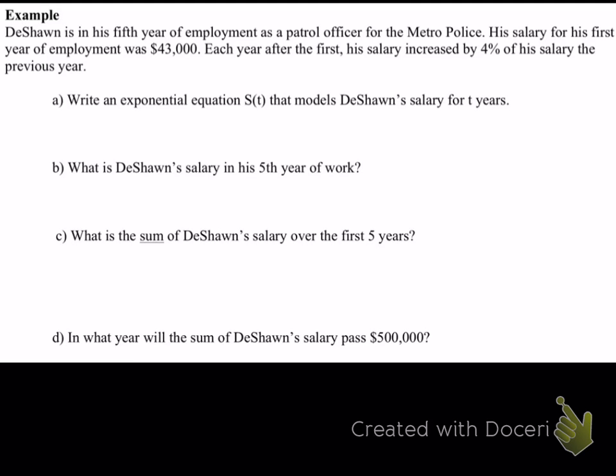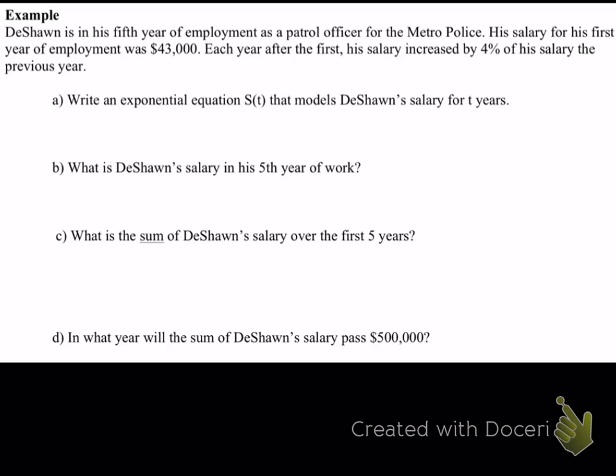So the first example says Deshaun is in his 5th year of employment as a patrol officer for the Metro Police. His salary for the first year of employment was $43,000. Each year after his first, his salary increased by 4% of his salary the previous year. Write an exponential equation S of t that models Deshaun's salary for t years.